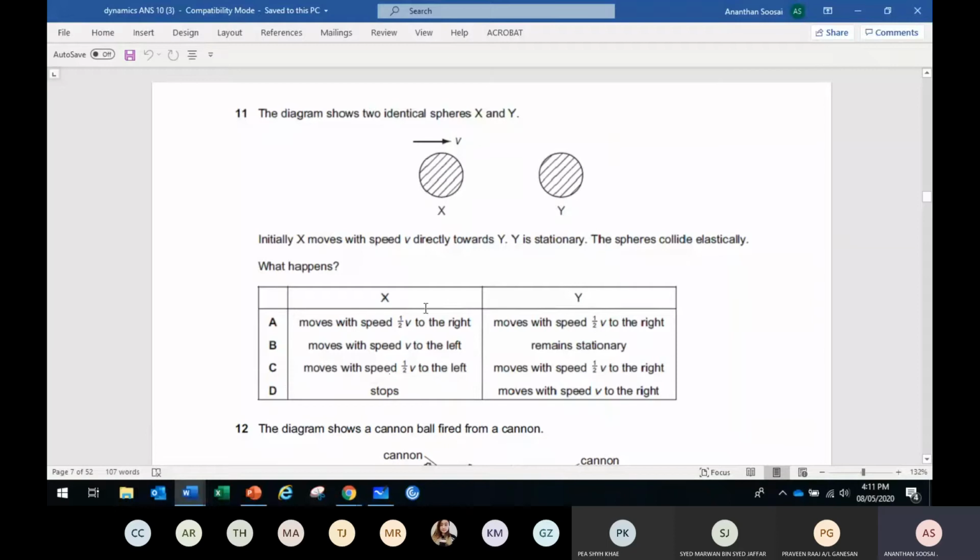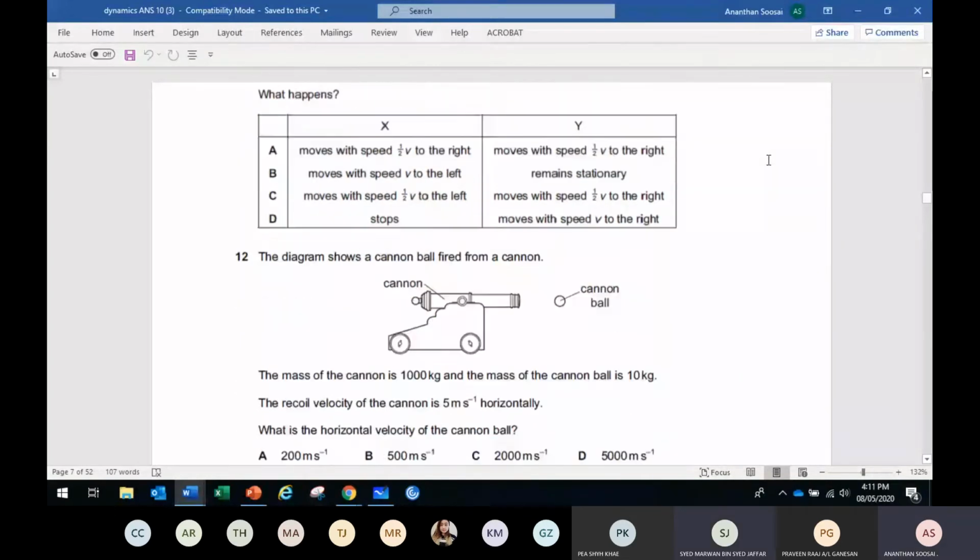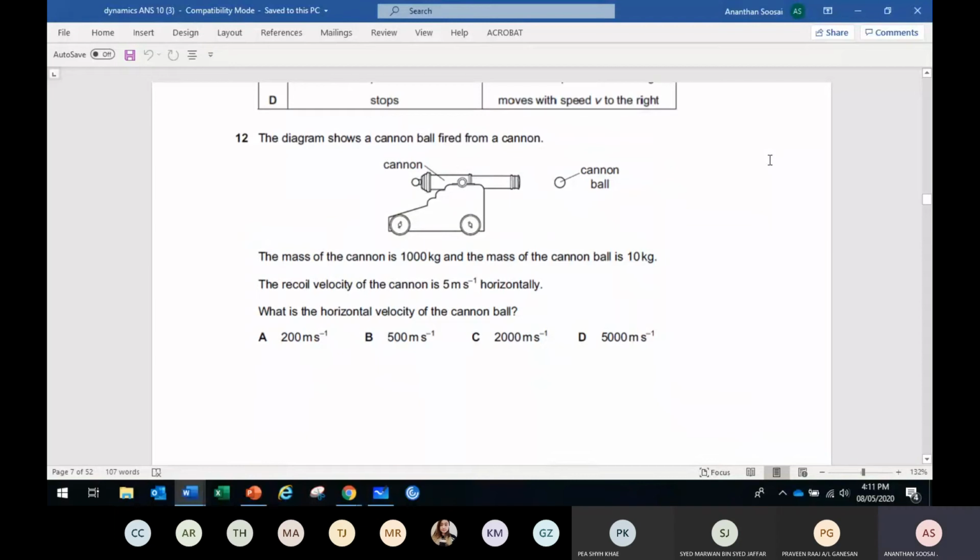Okay, remember. If they are the same mass, then yes, the first comes to a stop, and the other one will move forward with the same velocity as the earlier one. So D is the answer. It's a special case. Proven. Okay, 12. Next question.